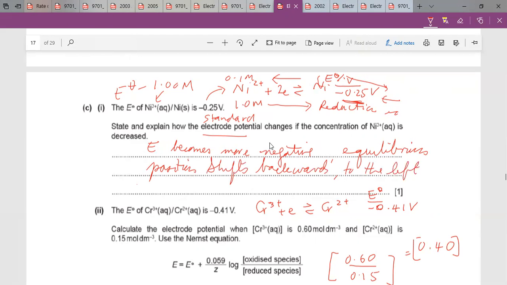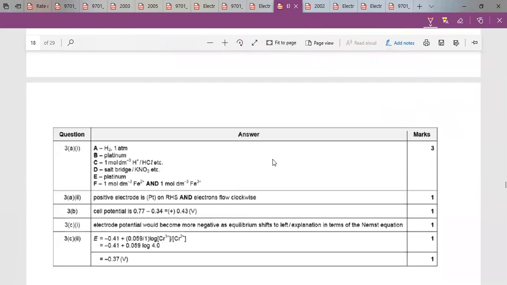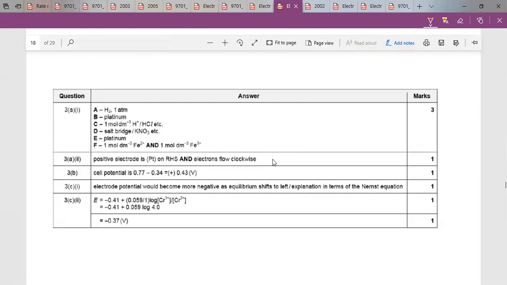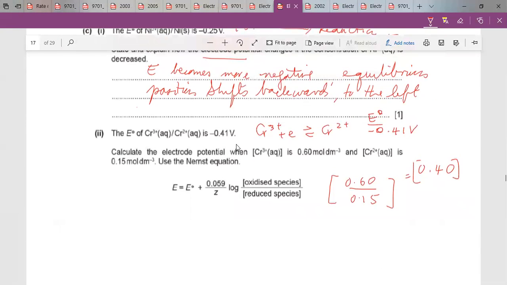Okay, that's for 1 mark only. Let's see how the answer is here. All right, the electropotential becomes more negative. It's going to shift left, right? Shift left or shift backwards. Okay, so this is the easy one to explain, the concentration factor. Now, next one, of course, it gives you E naught.